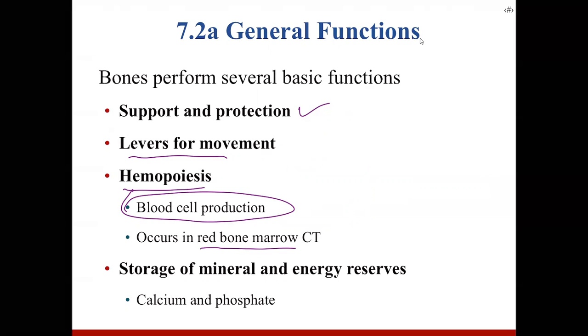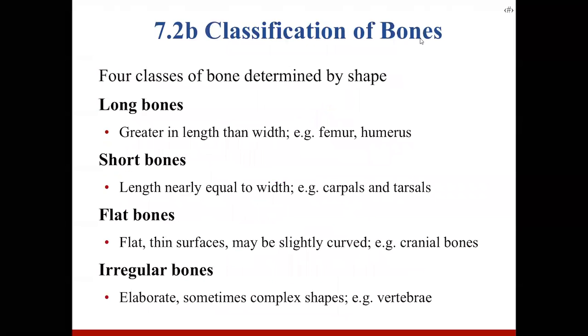It also acts as a place, the skeletal system also acts as a place where we can store calcium and phosphate. Okay, now when we classify bones, there are 4 classes and they're determined by the shape.